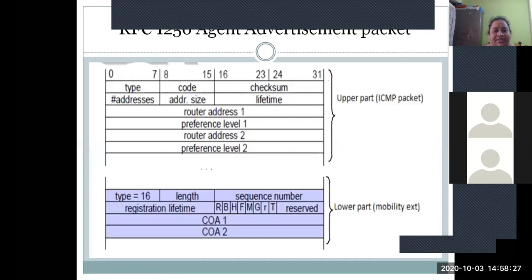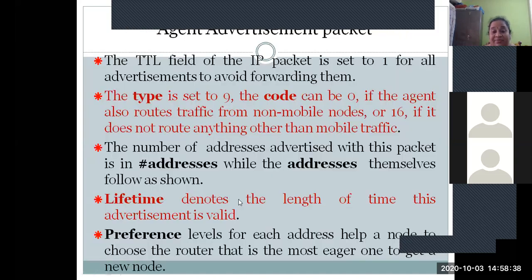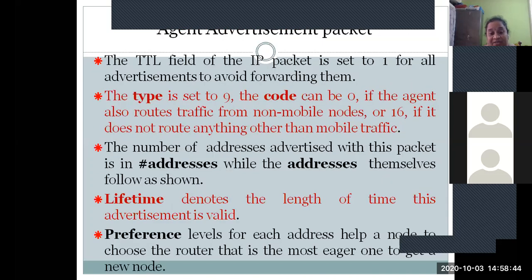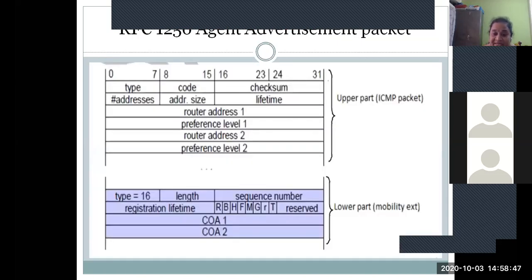Extension mobility, right? What we have discussed: we discussed the type, the length, the sequence number, and also the registration, right? Length is nothing but the total number of advertisement messages sent, I mean the COAs that are sent as a message, and sequence number is the total number of advertisements sent from the origin of the communication, and registration lifetime is the time period for which the corresponding node can send messages through the same agent where it is registered. And coming to these fields R, B, H, F, M, G, R, T, right? What are all these fields and what do they pertain to? All these things we will see.